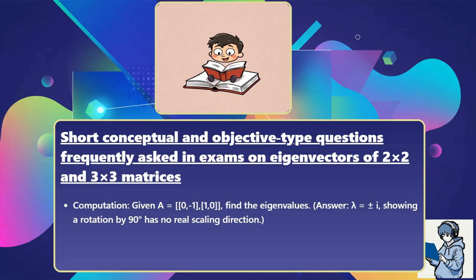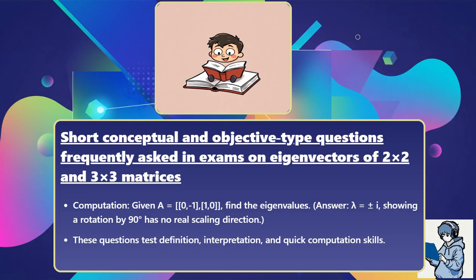Computation: given A = matrix with first row [0, −1], second row [1, 0], find the eigenvalues. Answer: λ = ±i, showing a rotation by 90 degrees has no real scaling direction. These questions test definition, interpretation, and quick computation skills.